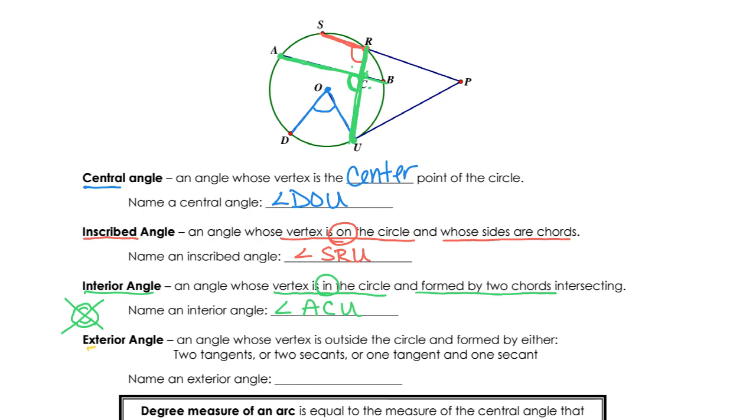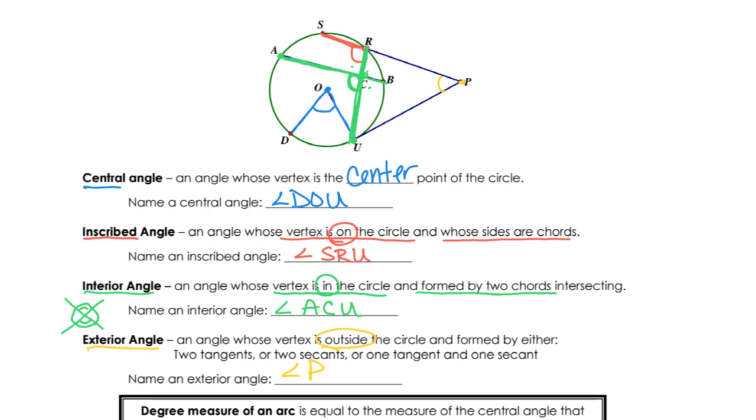Last one is called an exterior angle. This one's really easy to find if you know exterior means outside. So it's an angle whose vertex is outside the circle and formed by either 2 tangents, 2 secants, or 1 tangent and 1 secant. In here, we can see the angle on the outside of our circle at P. And so angle P, there's only one angle at that letter, so you could just call it P if you would like.